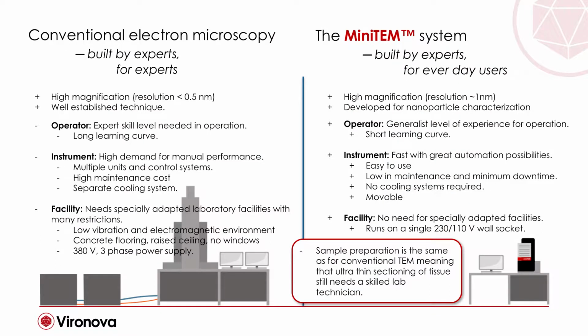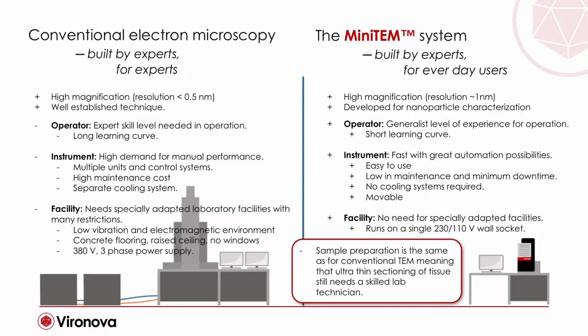So you can see here on a conventional electron microscope, which is an instrument that was built by experts and meant to be used by experts, we can reach really high magnification and really high resolution. The technique itself is really well established. So we tried to keep those elements of high resolution and high magnification, even though we have slightly less resolution than the conventional microscope, since we are using less voltage. But we try to still cover the same scope of a conventional electron microscope.